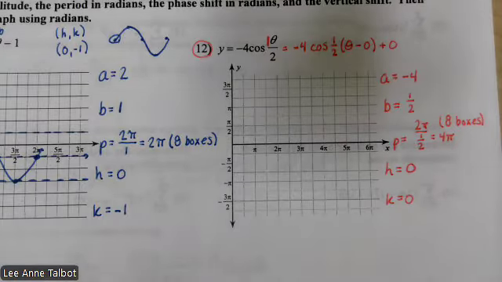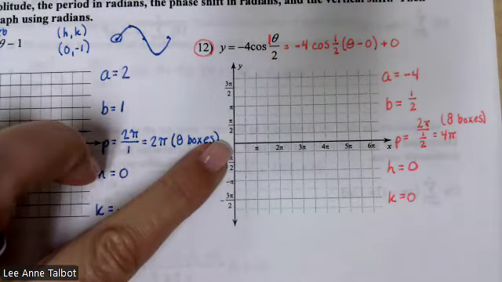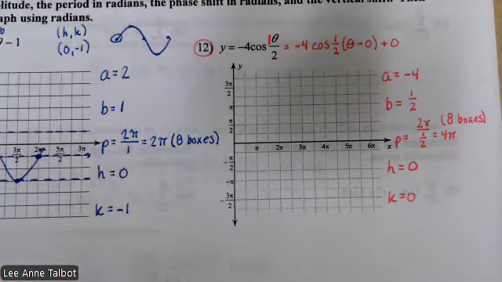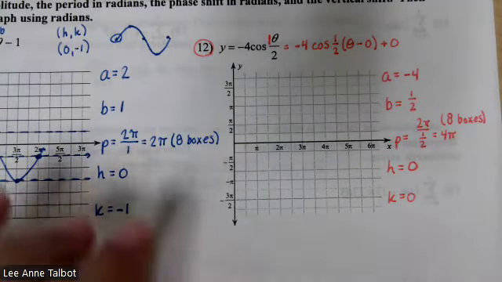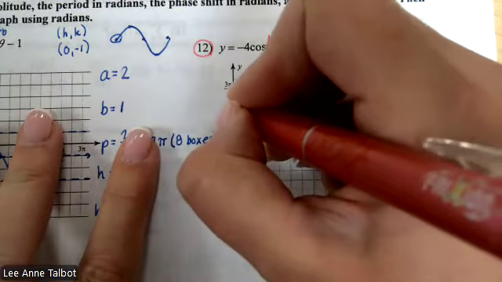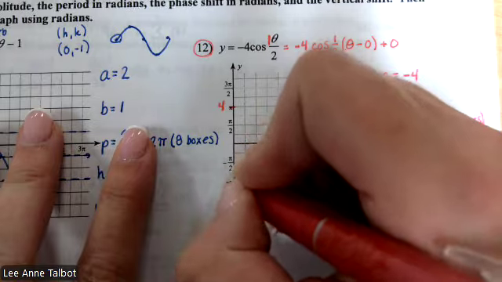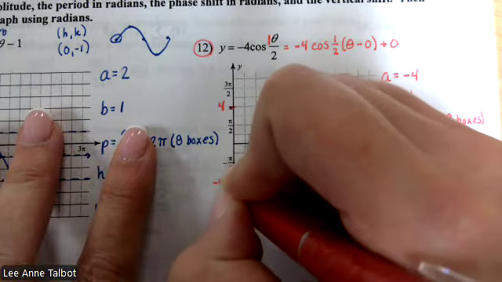Okay, midline is 0. Why is the scale radians? That is not supposed to be like that. This is supposed to be for -4.